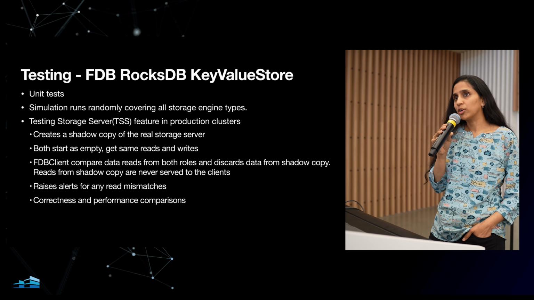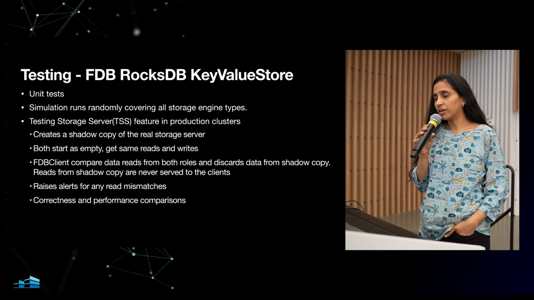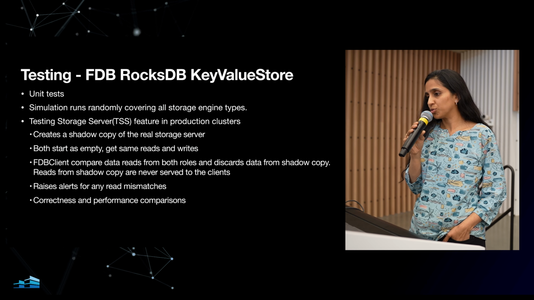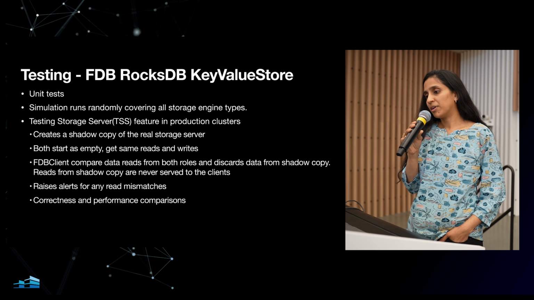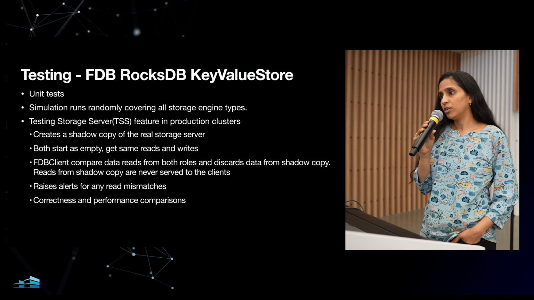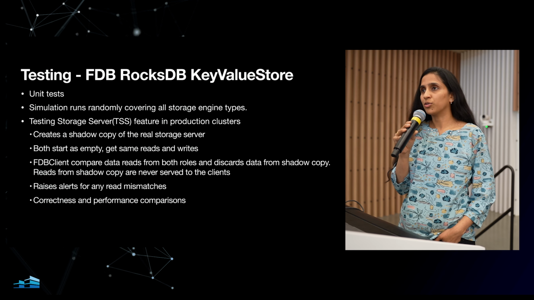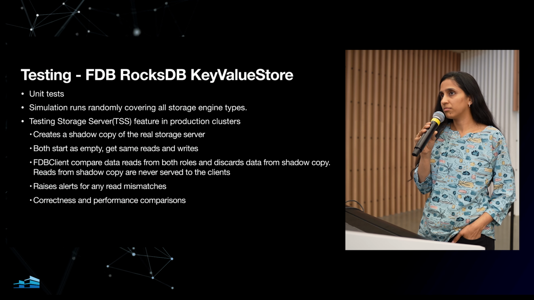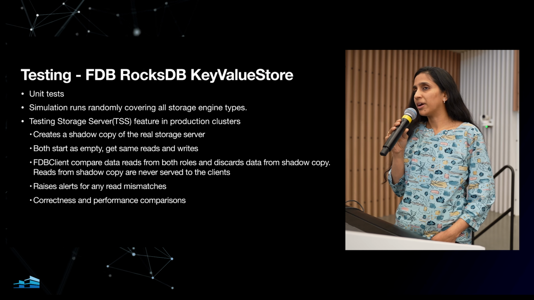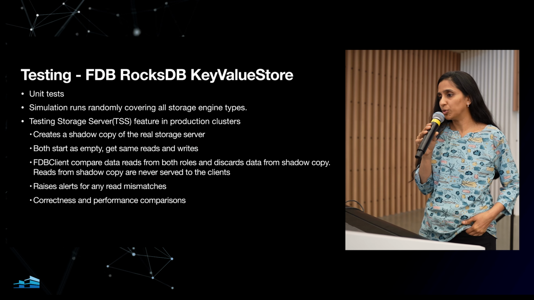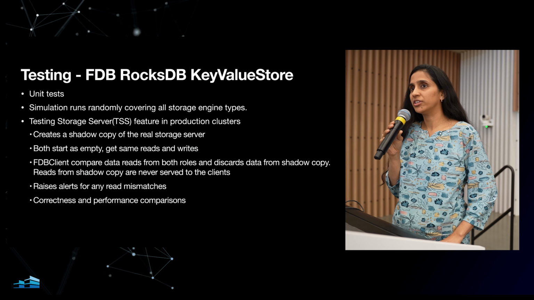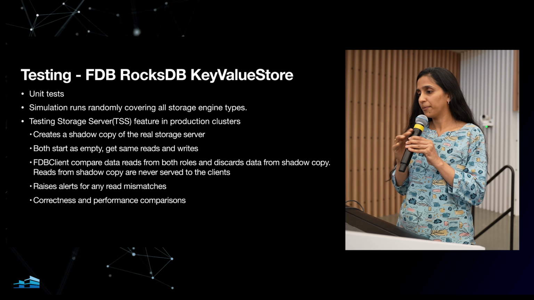The FDB client also has a histogram to compare the read latencies from both the storage servers. So this helps in comparing the performance of both of them too. Apart from that, we have storage-level metrics, which can be used on both the real storage server and the shadow copy to compare the performance, like the latencies, and with the process metrics, you can compare the resource usage like the disk and the CPU. So this helped us a lot in testing the new storage engine in our production clusters with the real workload.